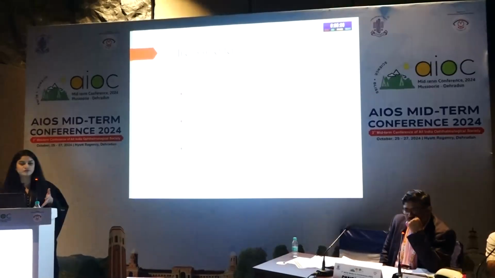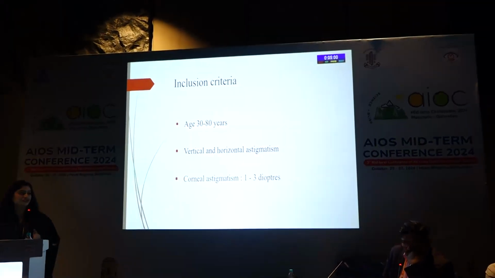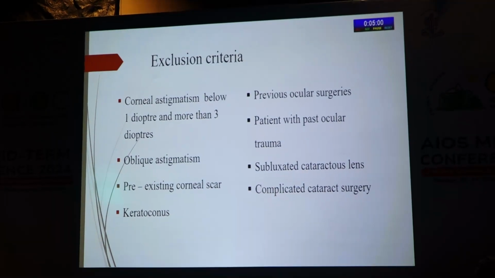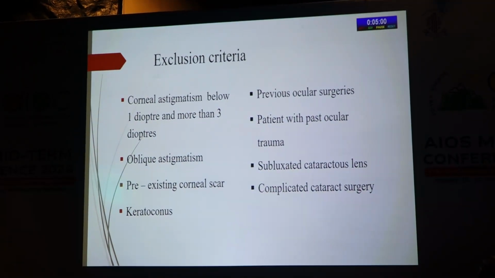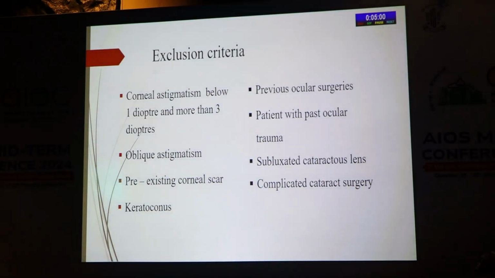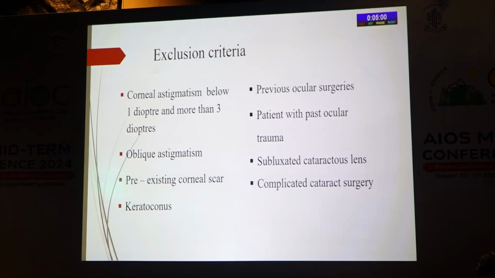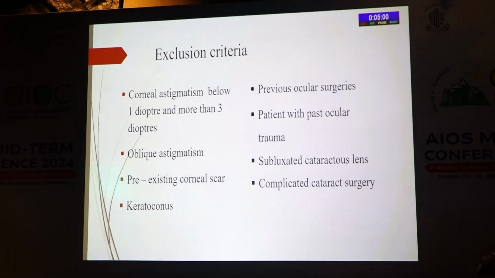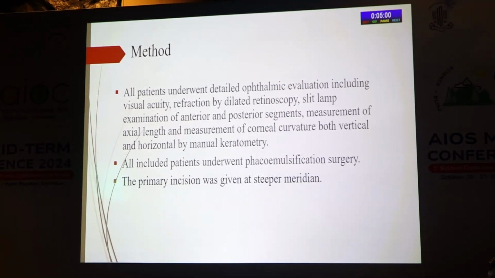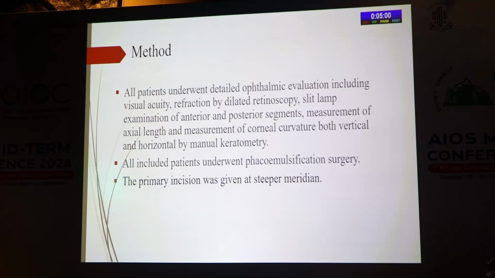Vertical and horizontal astigmatism was calculated, and it was in between 1 to 3 diopters. Exclusion criteria included astigmatism less than 1 or greater than 3. Oblique astigmatism, pre-existing corneal scar, keratoconus, previous ocular surgery, trauma, subluxated cataractous lens, or complicated cataract surgery were also excluded. All patients underwent detailed ophthalmic evaluation of visual acuity, refraction, slit lamp examination of anterior and posterior segments, measurement of axial length, and measurement of corneal curvature by manual keratometry.